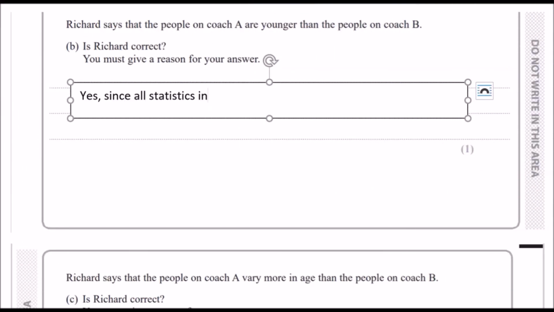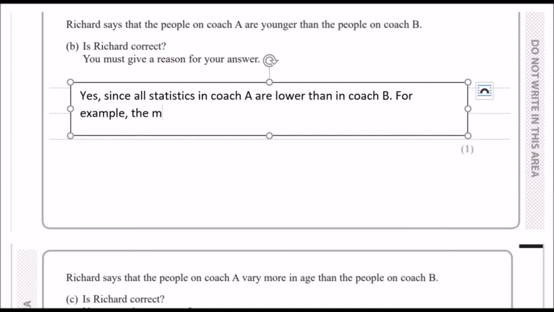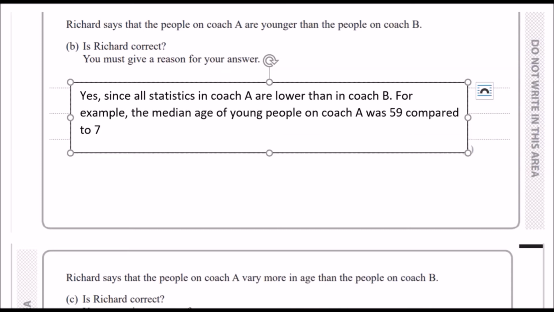Actually, I didn't check that properly. But in general, we can just say, yep, since all statistics in coach A are lower than those in coach B, for example, the median, 59 versus 70, we can conclude that people in coach A are actually younger than those in coach B.